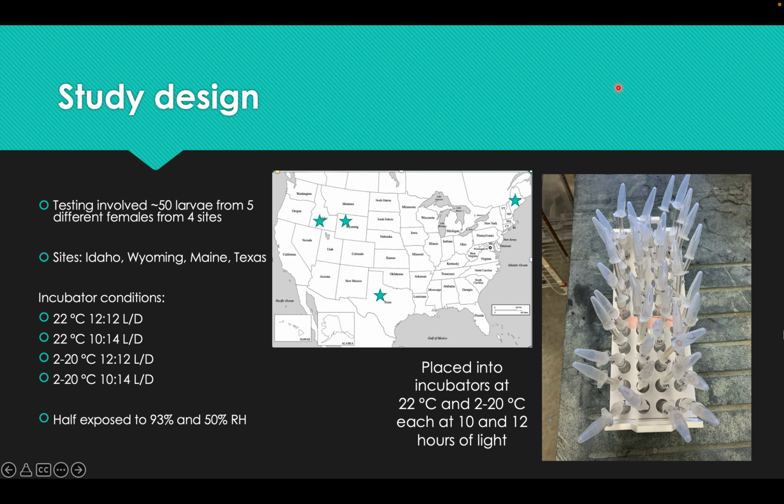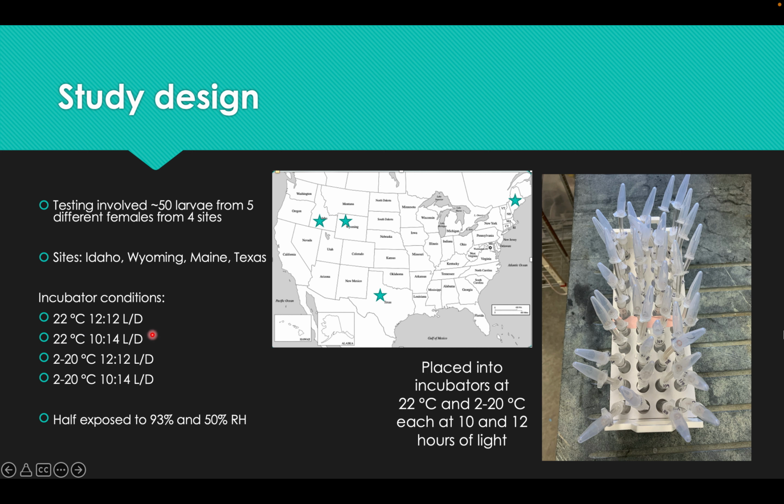So this is a closer look at the study design. We used approximately 50 larvae from 5 different females from 4 sites, which is shown on the map here. We used Maine, Texas, and Idaho and Wyoming, which are relatively close together. We used 4 different incubators, 2 of which were kept at constant temperature at 22 degrees Celsius, and 2 that alternated between 2 and 20 degrees.